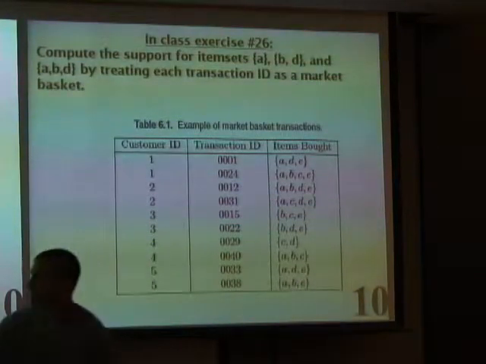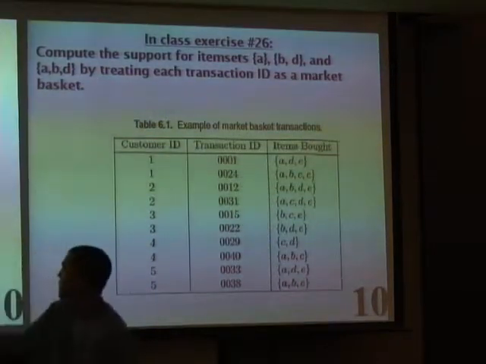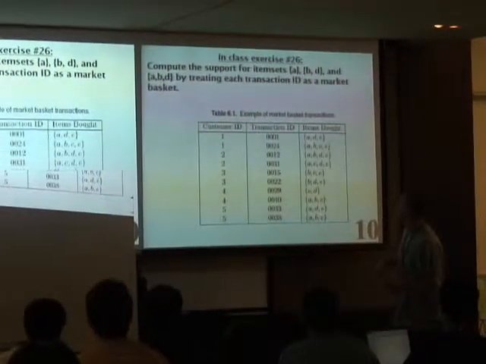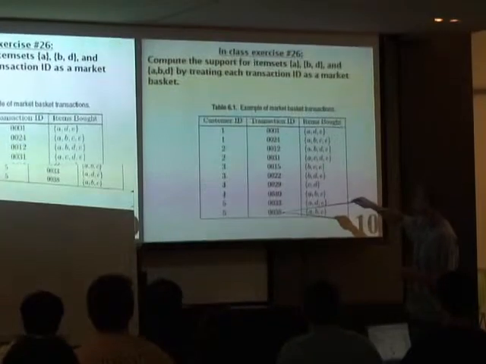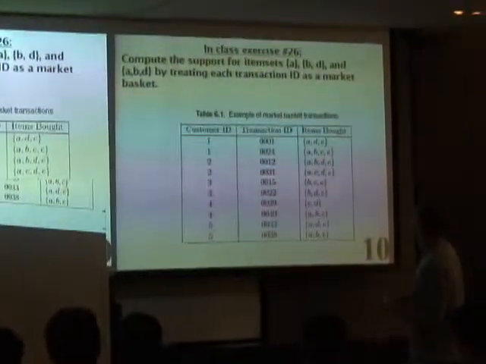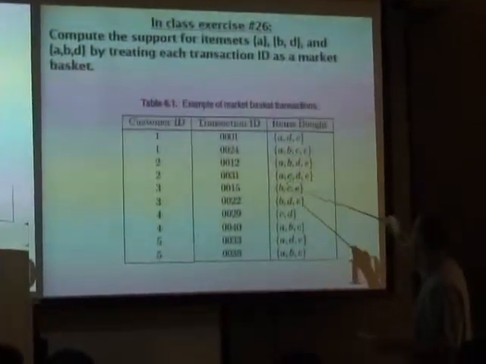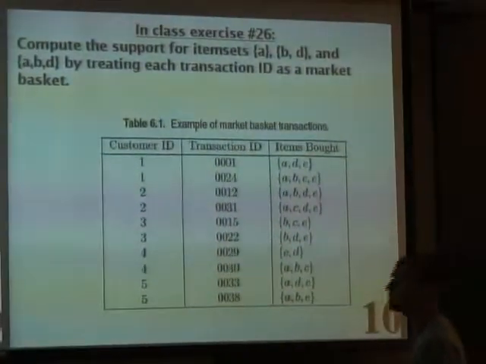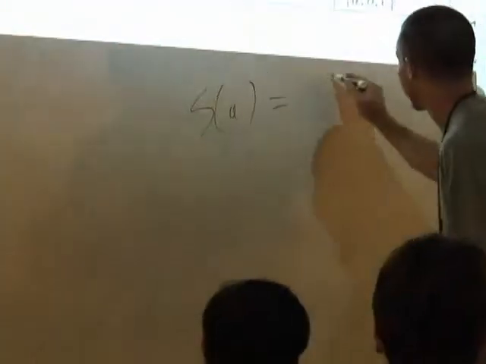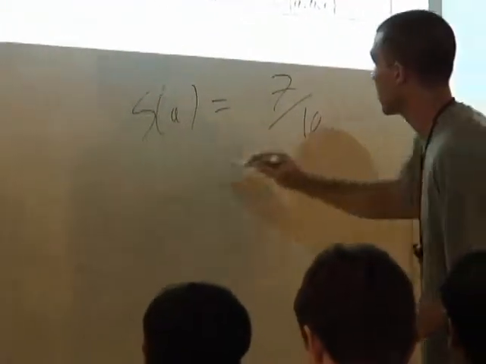So, it says to use the transactions. Notice we have the transactions and we have the customer ID here. We're just going to begin by using the transactions, and of course these numbers are all unique, so we have 10 unique transactions. So let's see, support for A would just be 1, 2, 3, 4, 5, 6, 7, and so I'll call that the support of A is 7 out of 10. 7 out of the 10 transactions contain A.